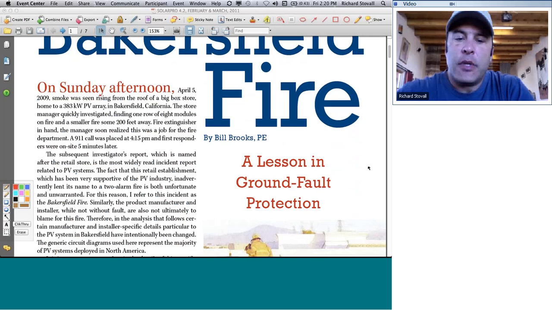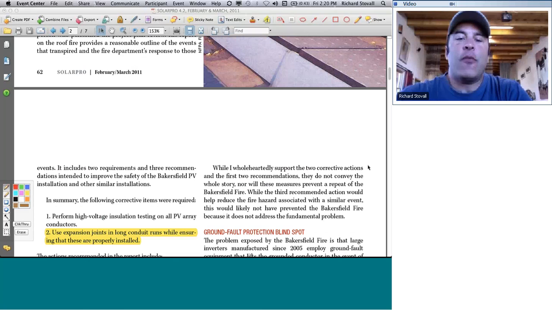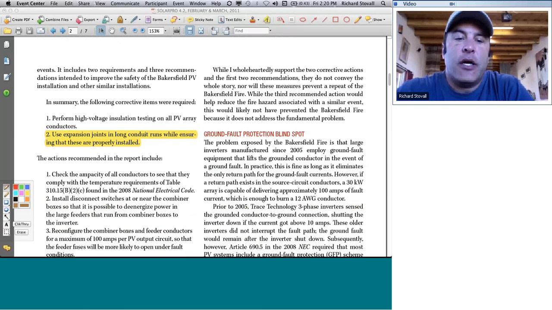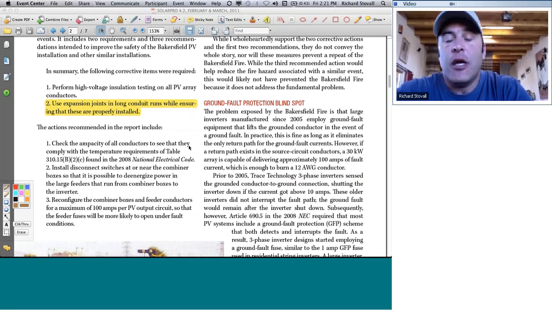Going through here, this is a great report, 7 pages long, Bill Brooks. And he summarizes, right here, 2 corrective items are required, okay? So one of the things that might have prevented this from happening is if a high voltage insulation testing was done on all the PV array conductors, okay? And that's using a megger, to make sure that there wasn't any compromise in the insulation. Had they done that, they might have discovered that the grounded PV conductor had a fault in it, okay?